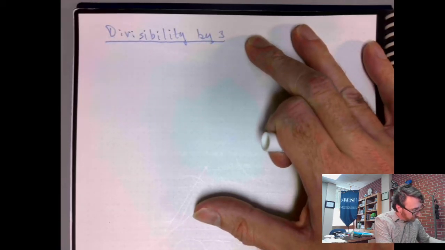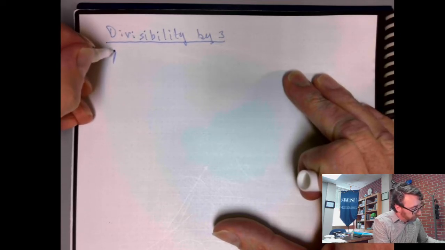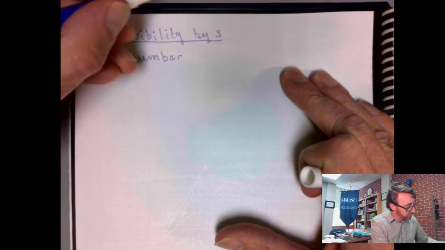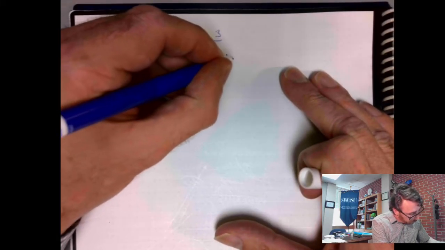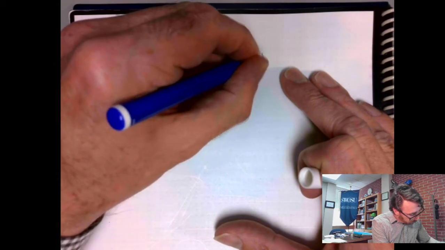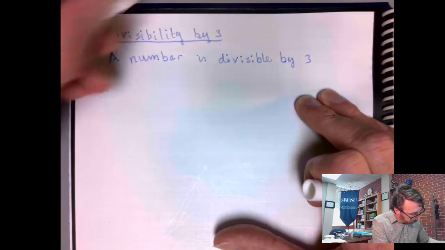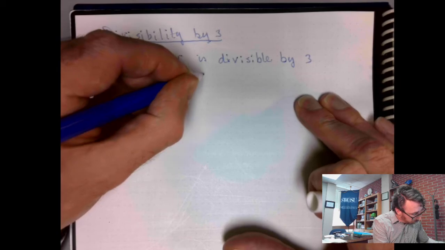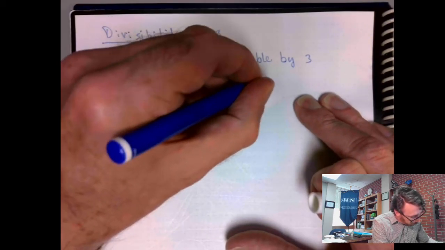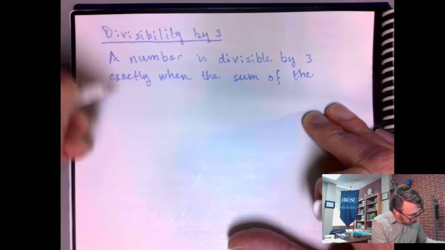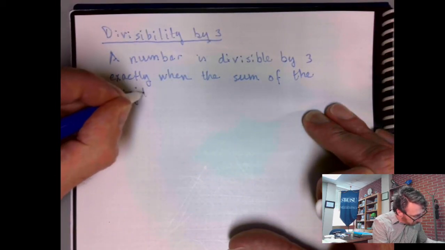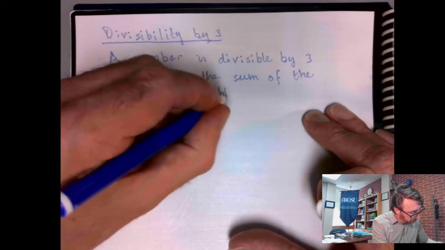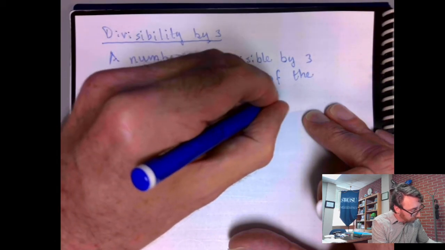Okay, so we've got divisibility by 3. And the test for divisibility by 3 says a number is divisible by 3 exactly when the sum of the digits is divisible by 3.